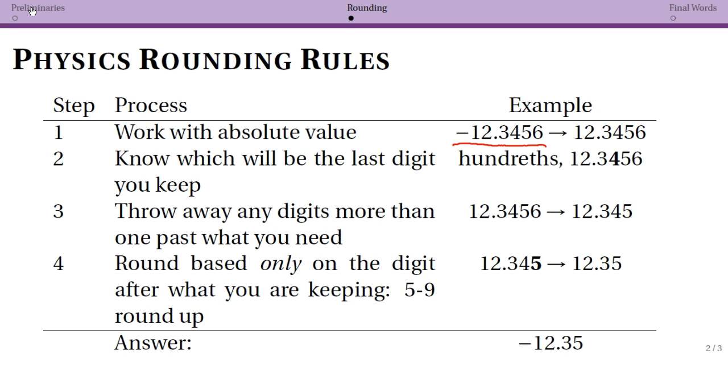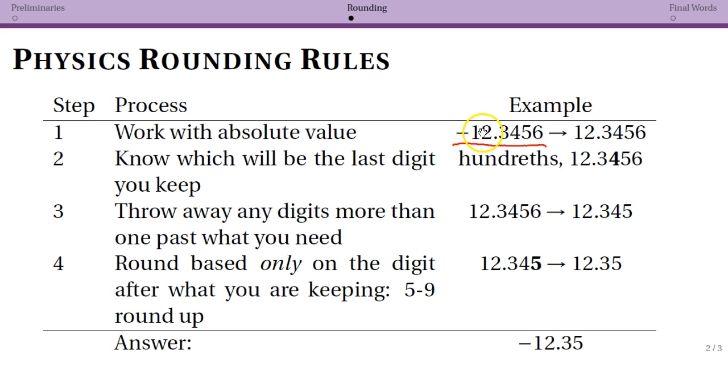Now the first thing to realize is that in physics we're going to be talking about negative numbers sometimes. And I don't want you to be overwhelmed by that or think in any way that a different rule applies. So if you have a negative number, just work initially with the absolute value of it and round that. At the very last step, if you had a minus sign at the beginning, put your minus sign back. So that's the first step.